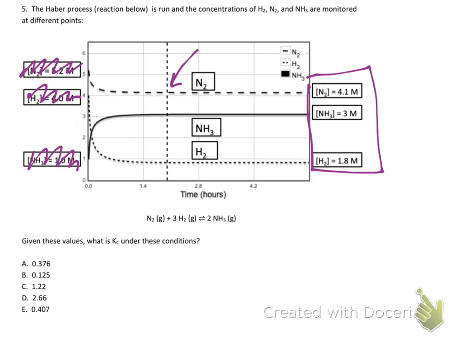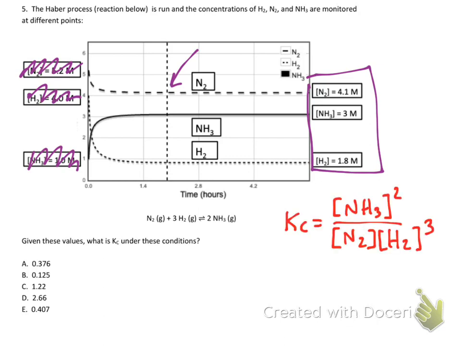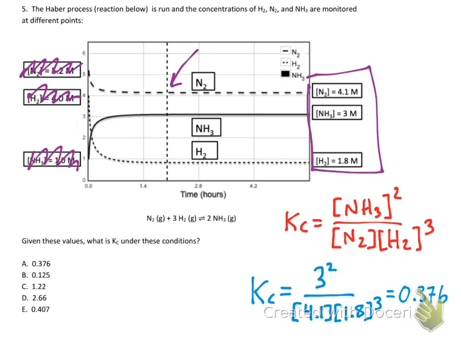write out an equilibrium expression, which for the Haber process is K is equal to the concentration of ammonia squared over the concentration of nitrogen gas times hydrogen gas cubed. Cool. All right, now we just need to plug in our values. There we have them, and now let's do our calculation and see what we get. This ends up equaling 0.376.